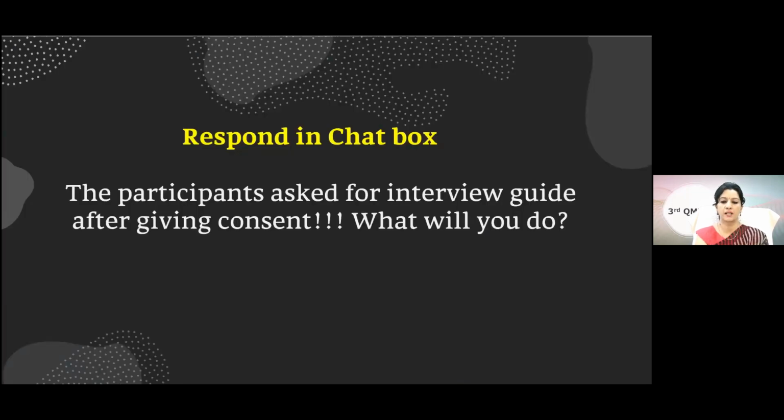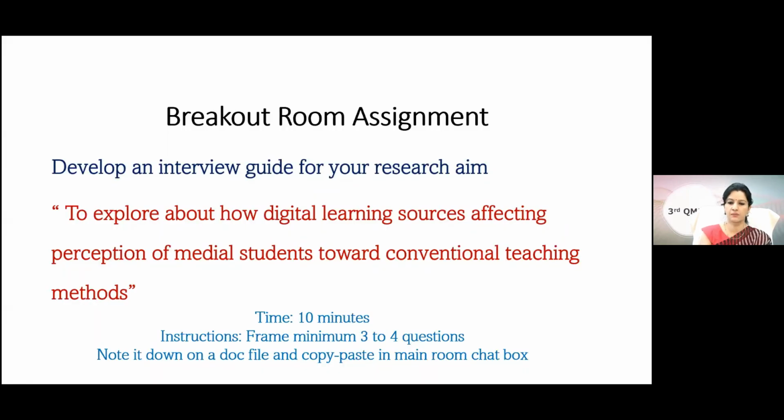And then, if a participant asks for the interview guide after giving consent, what will you do? You can give it to them. We have already talked about this.